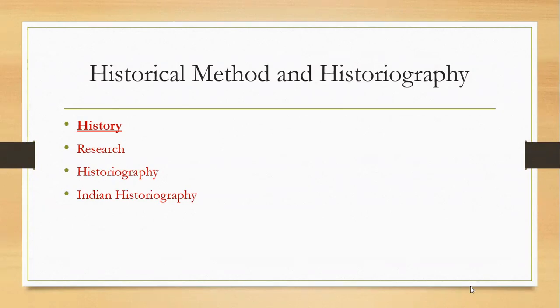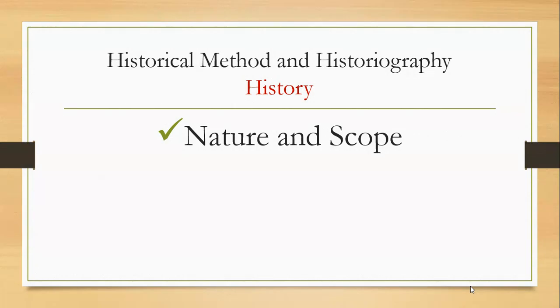So, we are studying Historical Method and Historiography in four sections. The first is history, next is research, next is historiography, and finally, Indian historiography. So in this slideshow, we will be learning about the history section. In the previous slideshow, we learnt about meanings and definitions of history. In this slideshow, we will be learning about nature and scope of history. So let us take a deeper look into this.